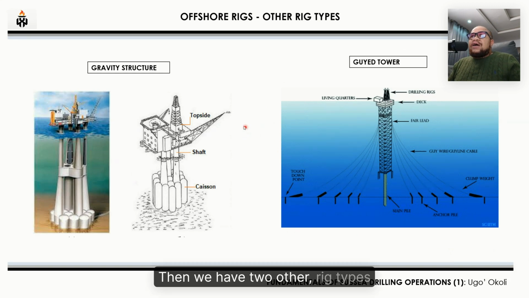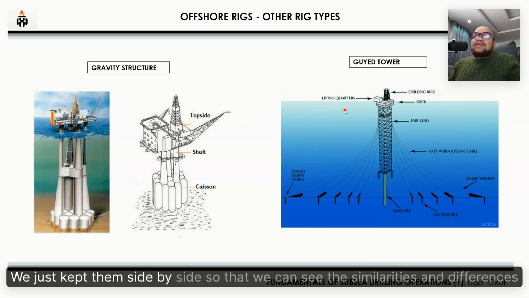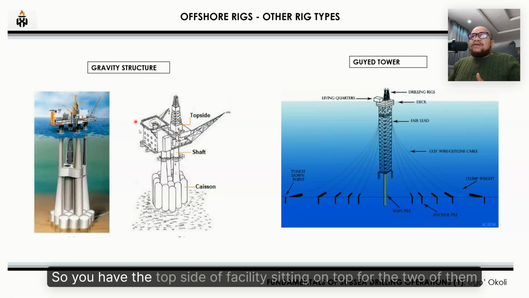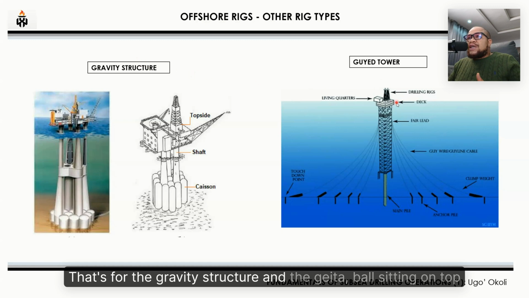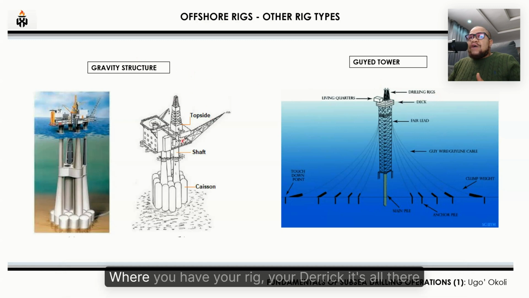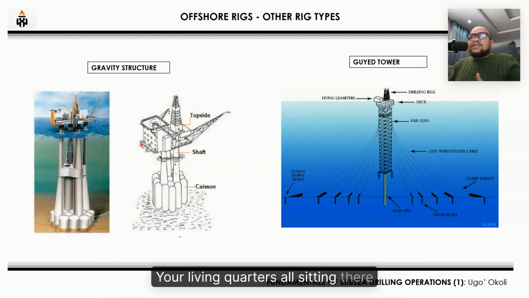Then we have two other rig types. We just kept them side by side so that we can see the similarities and differences. So you have the top side facility sitting on top for the two of them. That's for the gravity structure and the guy tower, all sitting on top, where you have your rig, your derrick, your deck, everything is all there. Your living quarters all sitting there.